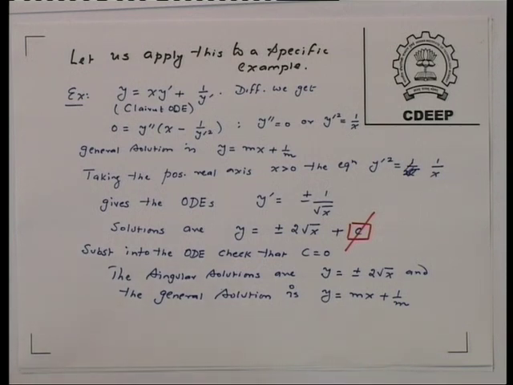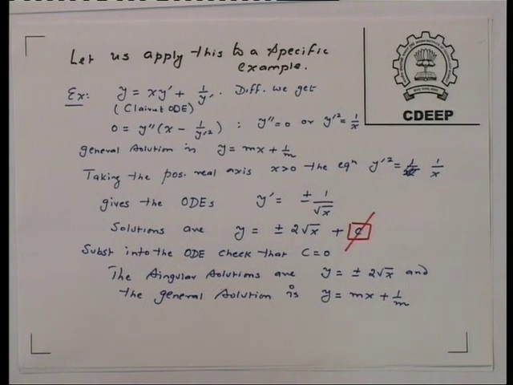Y double prime equal to 0 will give y equal to mx plus c. Substitute back into the differential equation. What are you going to get? Y equal to mx plus 1 over m. That is the general solution, giving you a family of straight lines. Now, let us turn to the other one, the interesting one, the odd man out: y prime squared equal to 1 over x. What does that give you? That gives you y prime equal to 1 over root x. Take the two signs separately, analyze them separately. Take the plus sign.